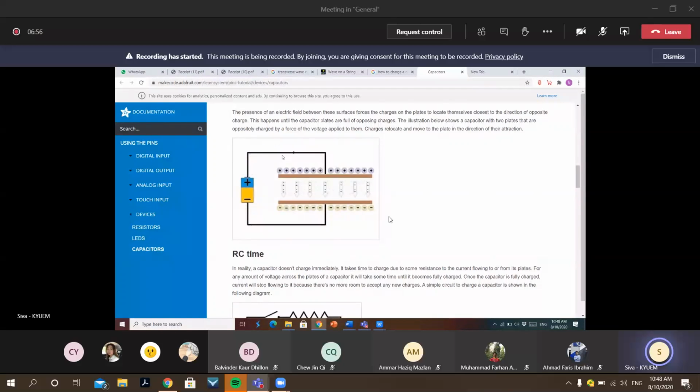When the switch is closed, the negative charges will flow to the positive terminal. The negative charges flow from the top plate to the positive terminal, and the positive charges will flow to the negative terminal. One negative charge flows to the positive terminal, one positive charge flows to the negative terminal. It is 1 to 1. If two negative charges flow here, then two positive charges will flow over here as well.